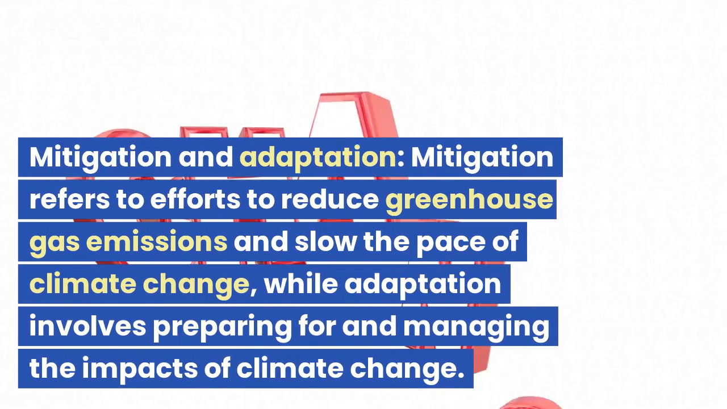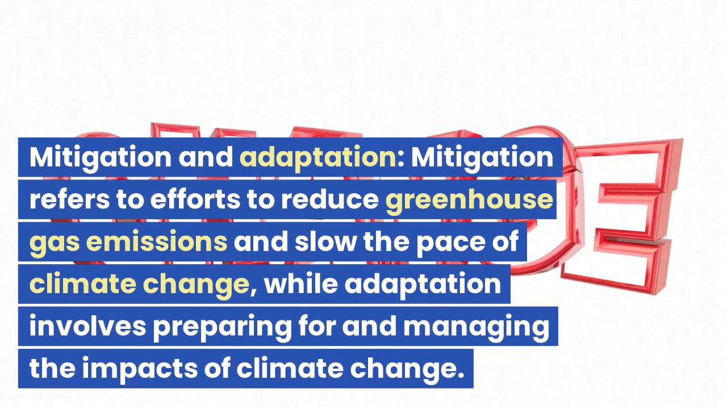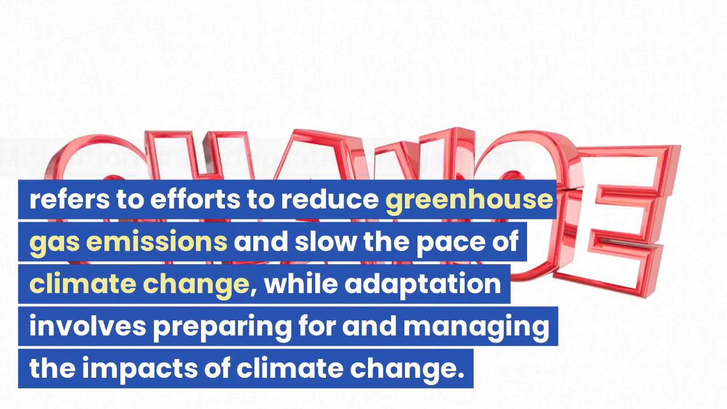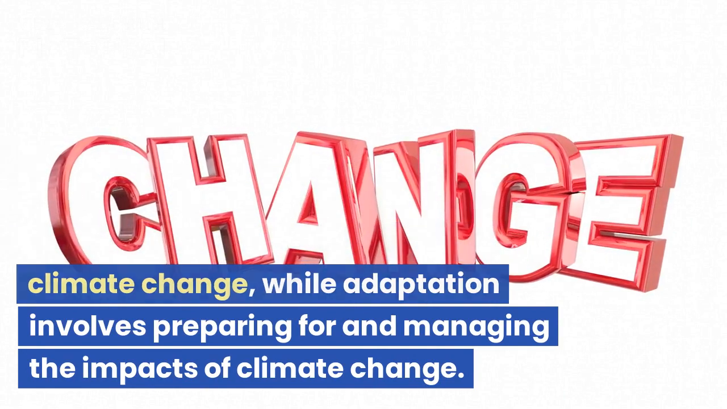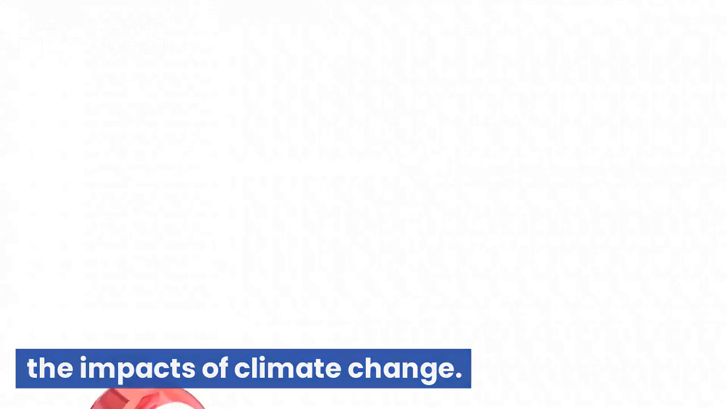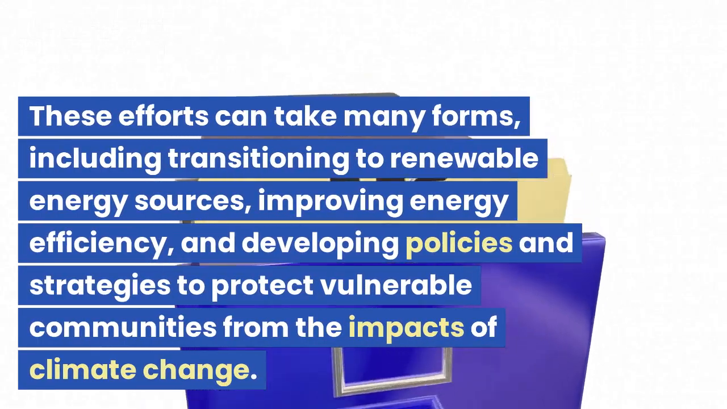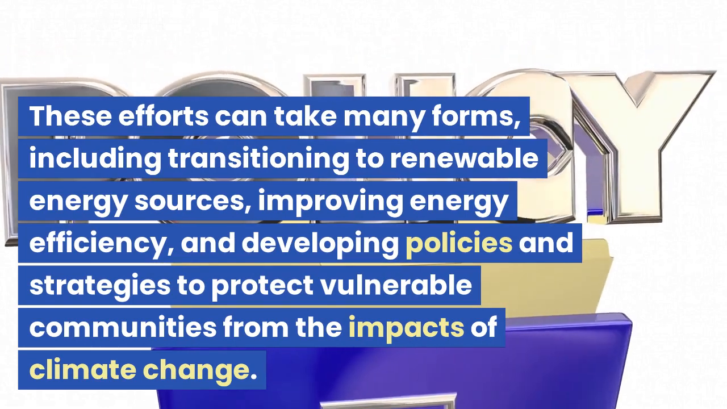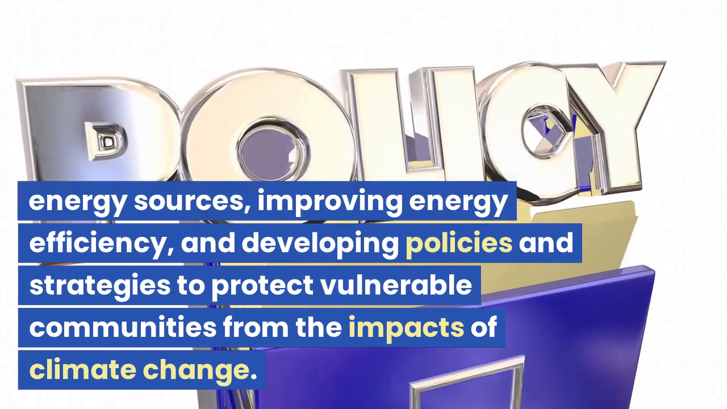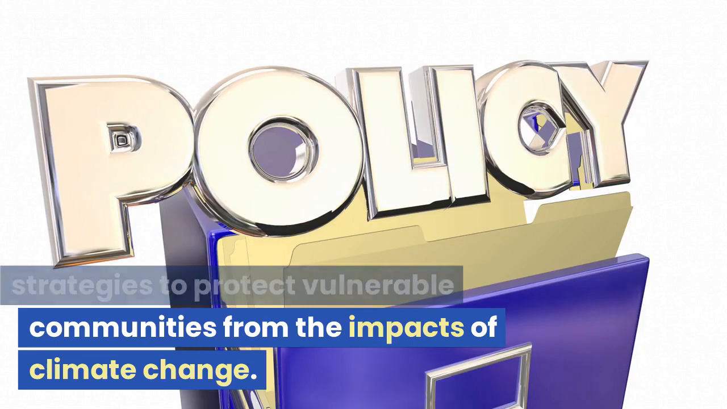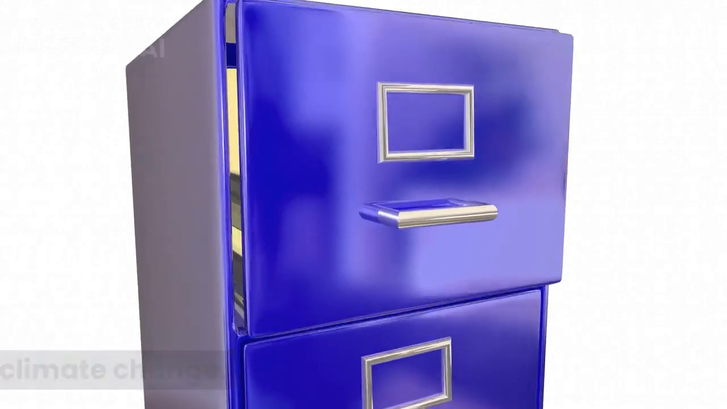Mitigation and adaptation. Mitigation refers to efforts to reduce greenhouse gas emissions and slow the pace of climate change, while adaptation involves preparing for and managing the impacts of climate change. These efforts can take many forms, including transitioning to renewable energy sources, improving energy efficiency, and developing policies and strategies to protect vulnerable communities from the impacts of climate change.